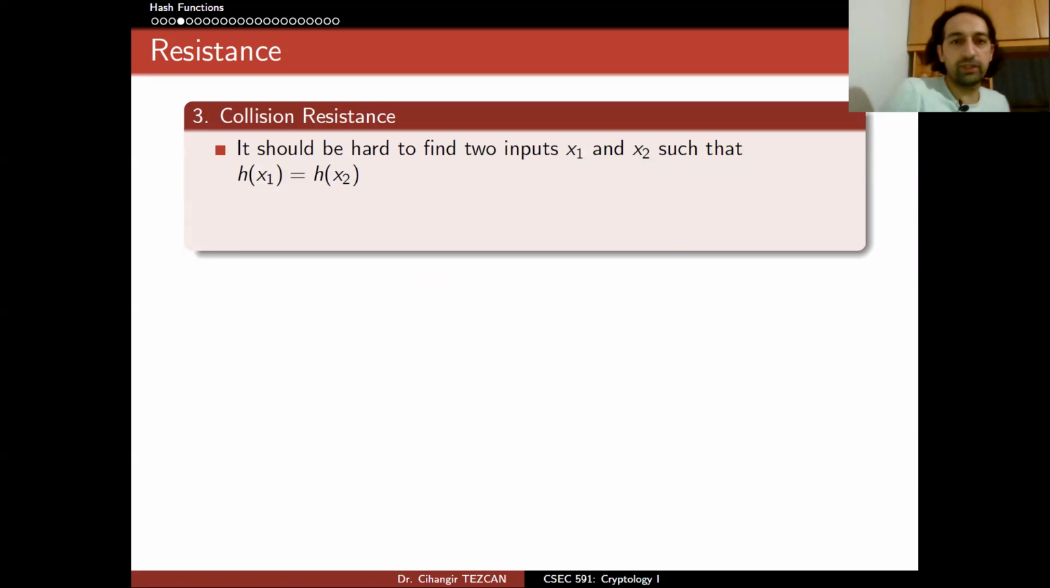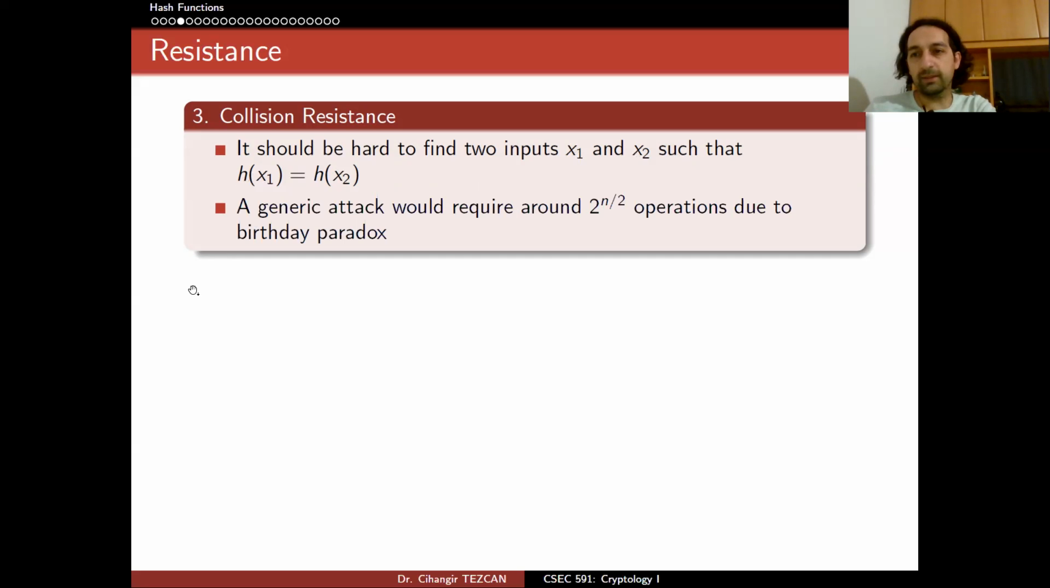Third one is the collision resistance. In this case, it should be hard to find two inputs, X1 and X2, such that their output equals the same value Y. You might think that this is the same definition as the previous one, but in the previous one, X1 was fixed, and you were trying to find X2. In this scenario, nothing is fixed. You're only given the hash function, and you are asked to find just two inputs that give the same output. So you have more freedom, and it is easier to perform an attack in this scenario.